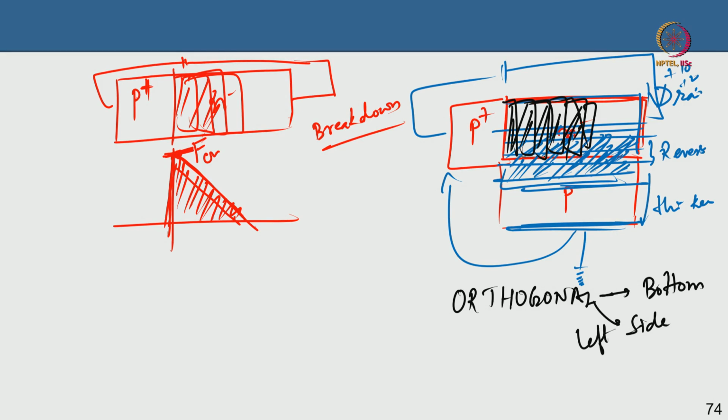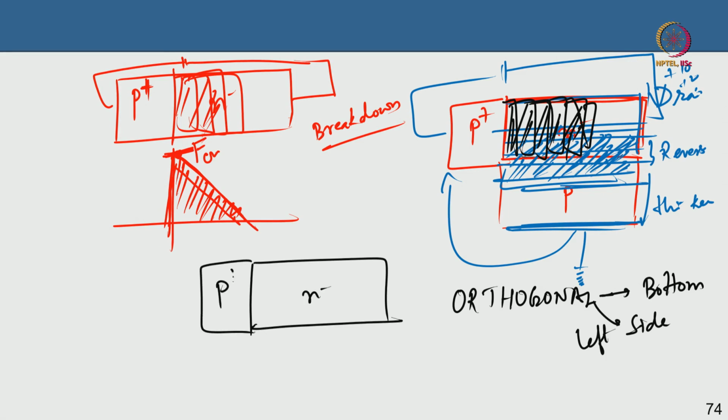Now, what is the funda of RESURF? The funda of RESURF is, yes, you understand, right, both sides are depleting. The funda of the RESURF is that this n minus region, and then you have a p plus, and suppose you have a thick p here, such that you have depletion here on both sides.